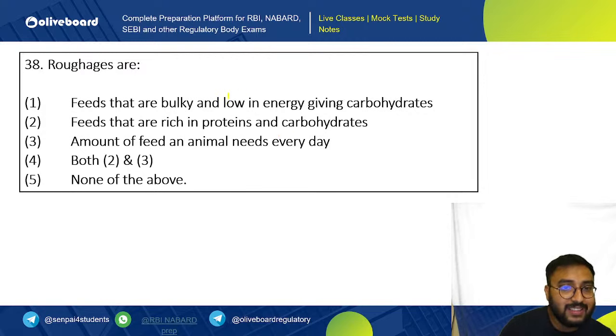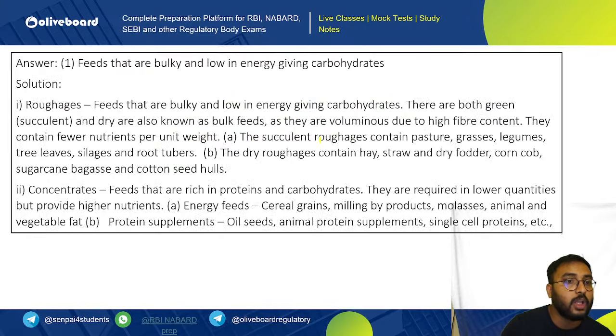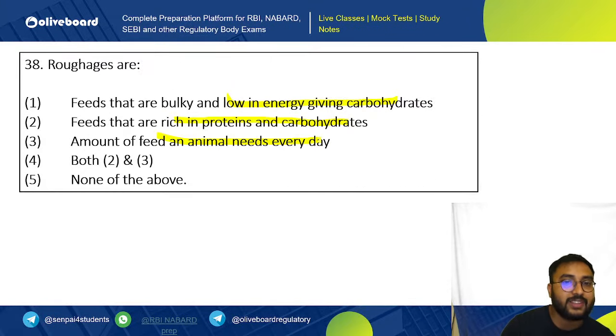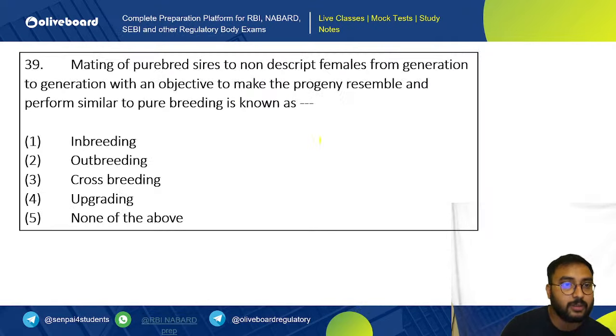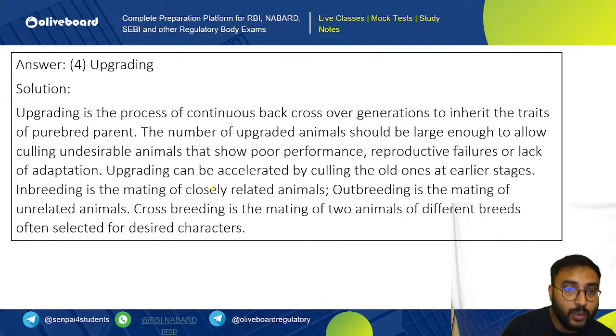Roughages are feeds that are bulky, low in energy giving carbs; feeds that are rich in protein and carbohydrates; amount of the feed an animal needs every day; both 2 and 3; none of the above. So the answer is 1, that is feeds that are bulky, low in energy giving carbs. Mating of pure breed sires to nondescript females from generation to generation so that the progeny resembles pure breed. It's called as inbreed, outbreed, crossgrade or upgrading. It is called as upgrading guys. Mating is done from one generation to the other to improve the quality.